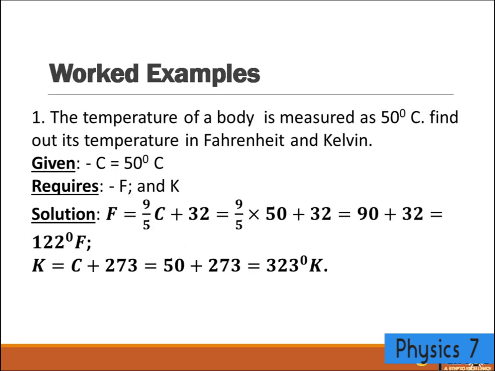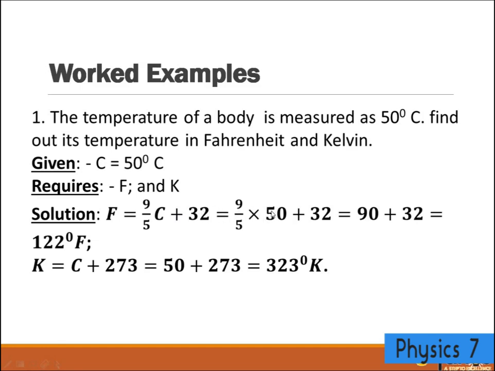So let's have a look at the first worked example. The temperature of a body is measured as 50 degrees Celsius. Find out the temperature of the body in Fahrenheit and Kelvin. So let's go through this one together. You're given that the temperature in degrees Celsius is 50 degrees Celsius. And you're required to find F, the temperature in Fahrenheit, and K, the temperature in Kelvin. So to determine the temperature in Fahrenheit, we use the expression F is equal to 9 divided by 5 multiplied by the temperature in degrees Celsius plus 32.